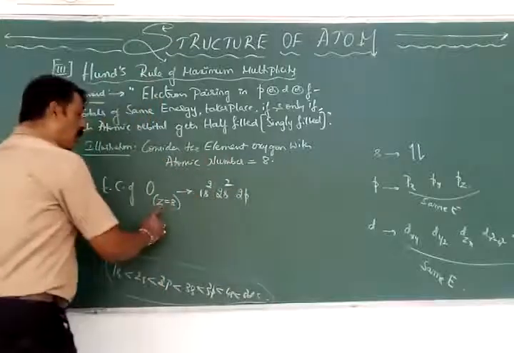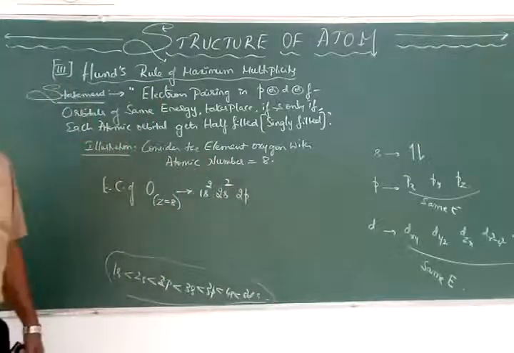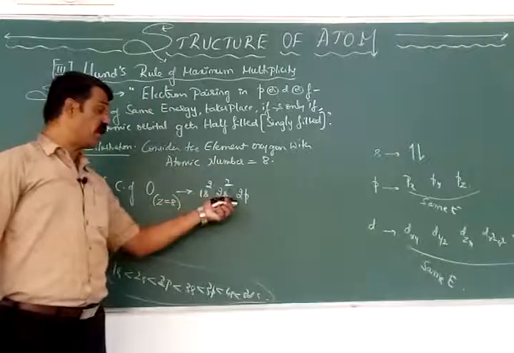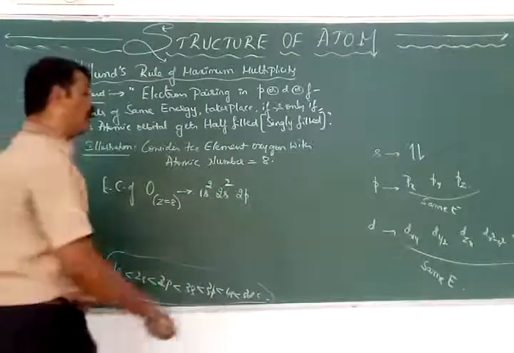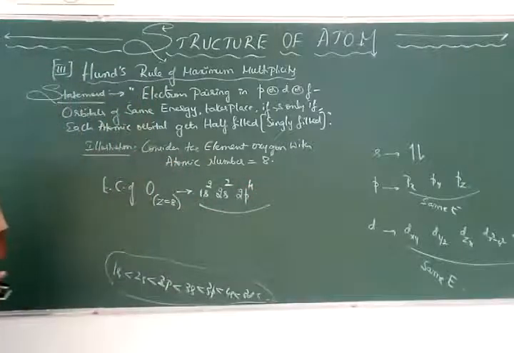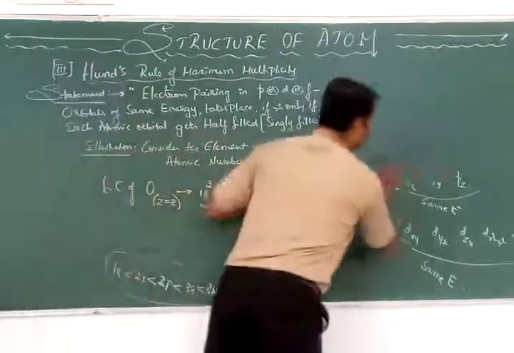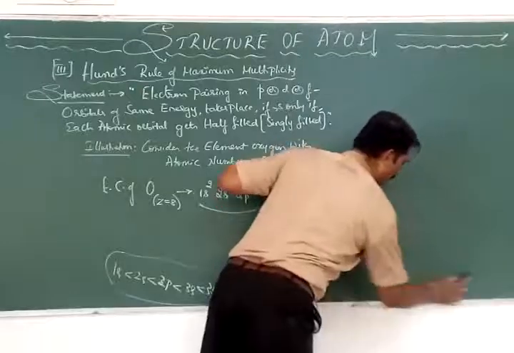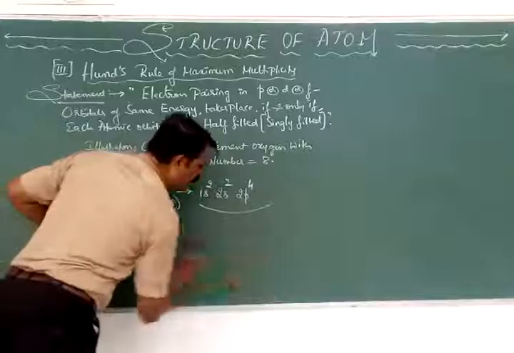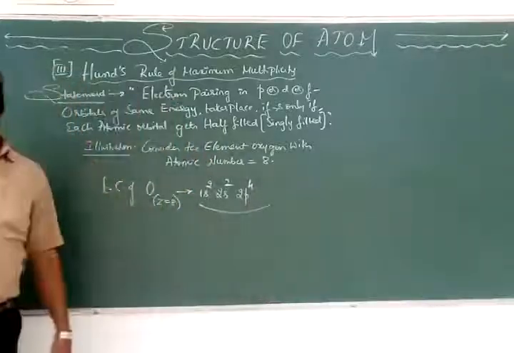But we are having only 8 electrons. Among the 8 electrons, 2 have been filled in 1s, 2 have been filled in 2s, and now I am left with only 4. So what is this? The electronic configuration with respect to which one? The oxygen atom having an atomic number of what? 8. That is 1s2, 2s2, 2p4.